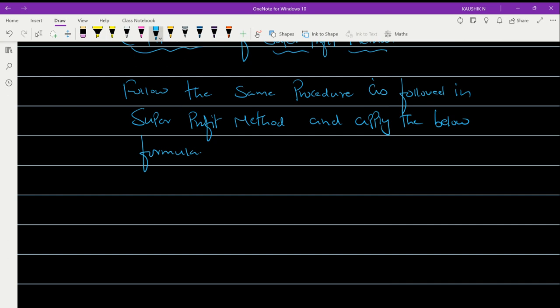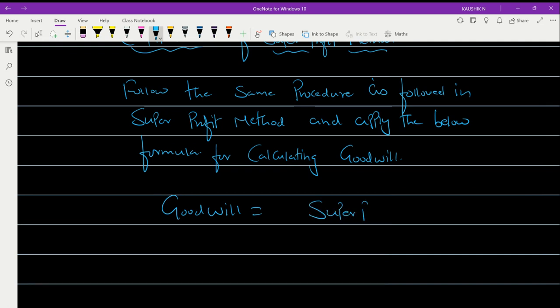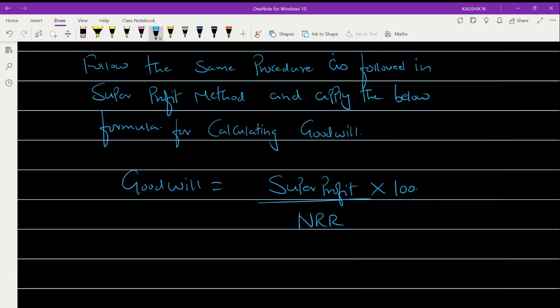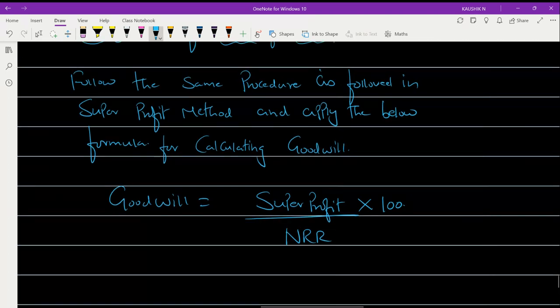But apply the below formula for calculating goodwill. What is the formula if you ask? Goodwill is equal to your super profit divided by NRR into 100. I repeat it. Okay, it is super profit divided by NRR into 100. This is the only step which is getting changed.